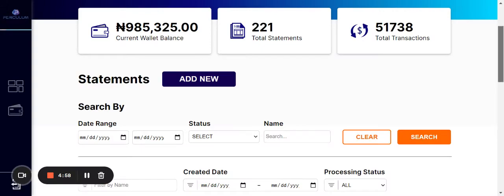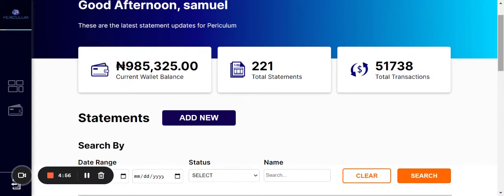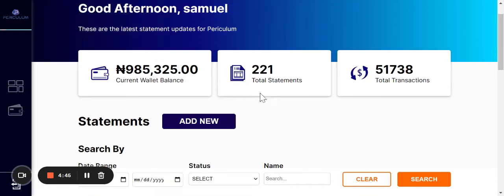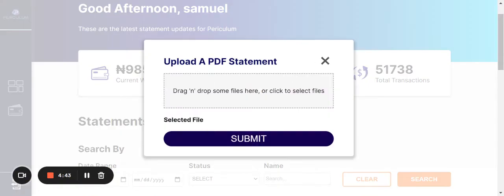For insight, bank statements can be analyzed as an API request or as a PDF upload on the platform. The API request is done on the back end, and you can also upload the PDF on the platform. Here, I would just upload a PDF bank statement for check.